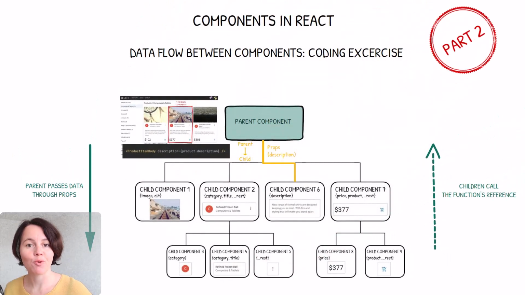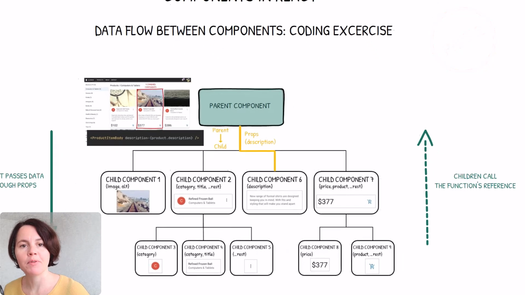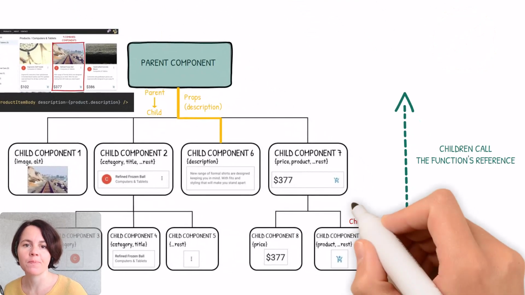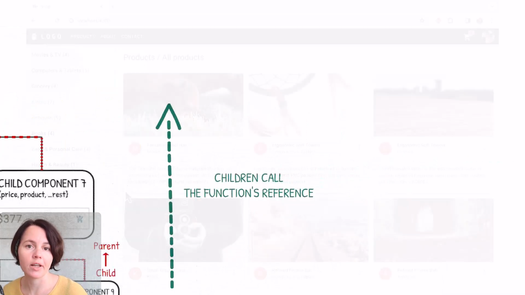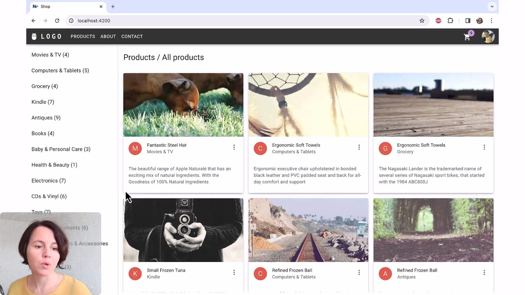Now, let's switch roles. In this coding example, we will explore child-parent communication. Specifically, we will show how a child component, such as a card, can notify its parent when a specific product has been added to the cart through a click event. First, we need to add a price and a cart button.